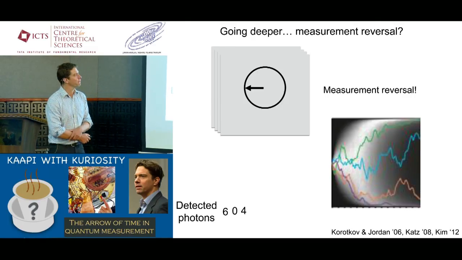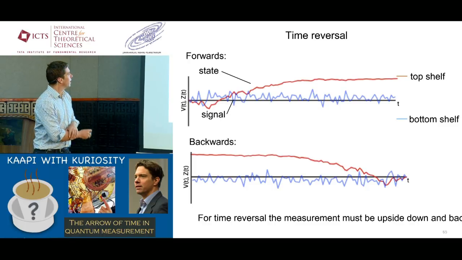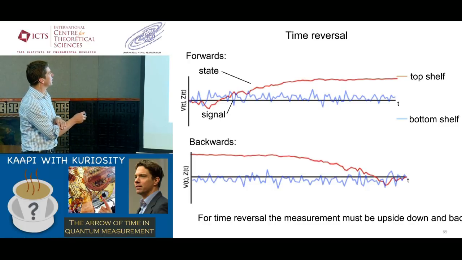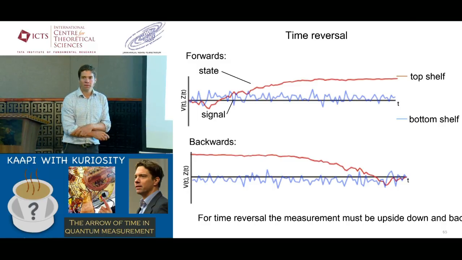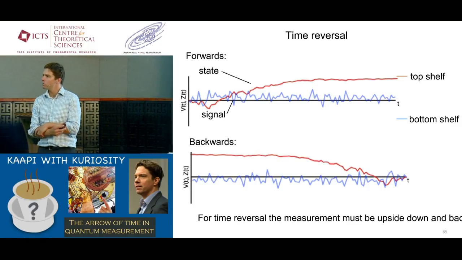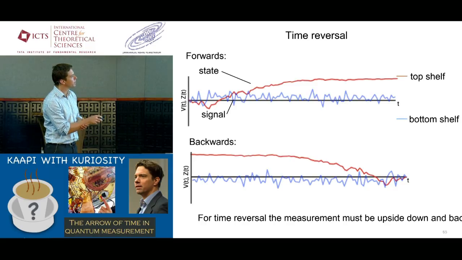Okay, so let's look at it a little more precisely. Here's a graphical representation of that. Here's the number of photons as a function of time, and here's the state, the probability of being the top shelf with the bottom shelf. There's a single trajectory. If I want to reverse it, that's possible. The reverse process would start up here in the top shelf, and in order to have that reverse, I would need the measurement record to be the reverse of this and flipped upside down.